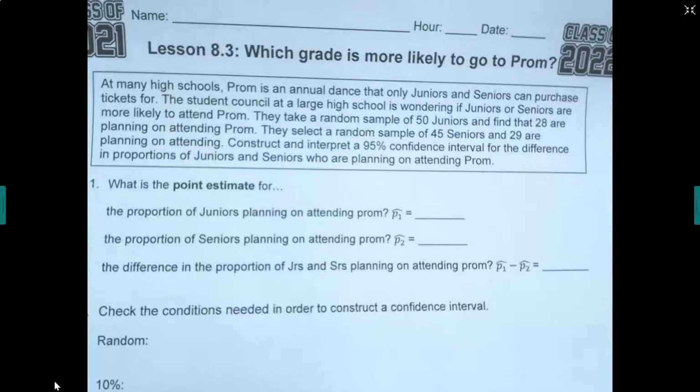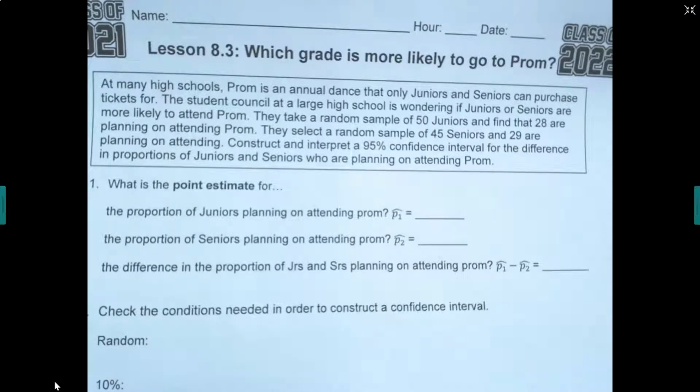This video is for confidence intervals for difference of proportions. By the end of this video, you should be able to determine whether or not the conditions are met for constructing a confidence interval about the difference between two proportions, and you should be able to construct and interpret a confidence interval for a difference of two proportions.